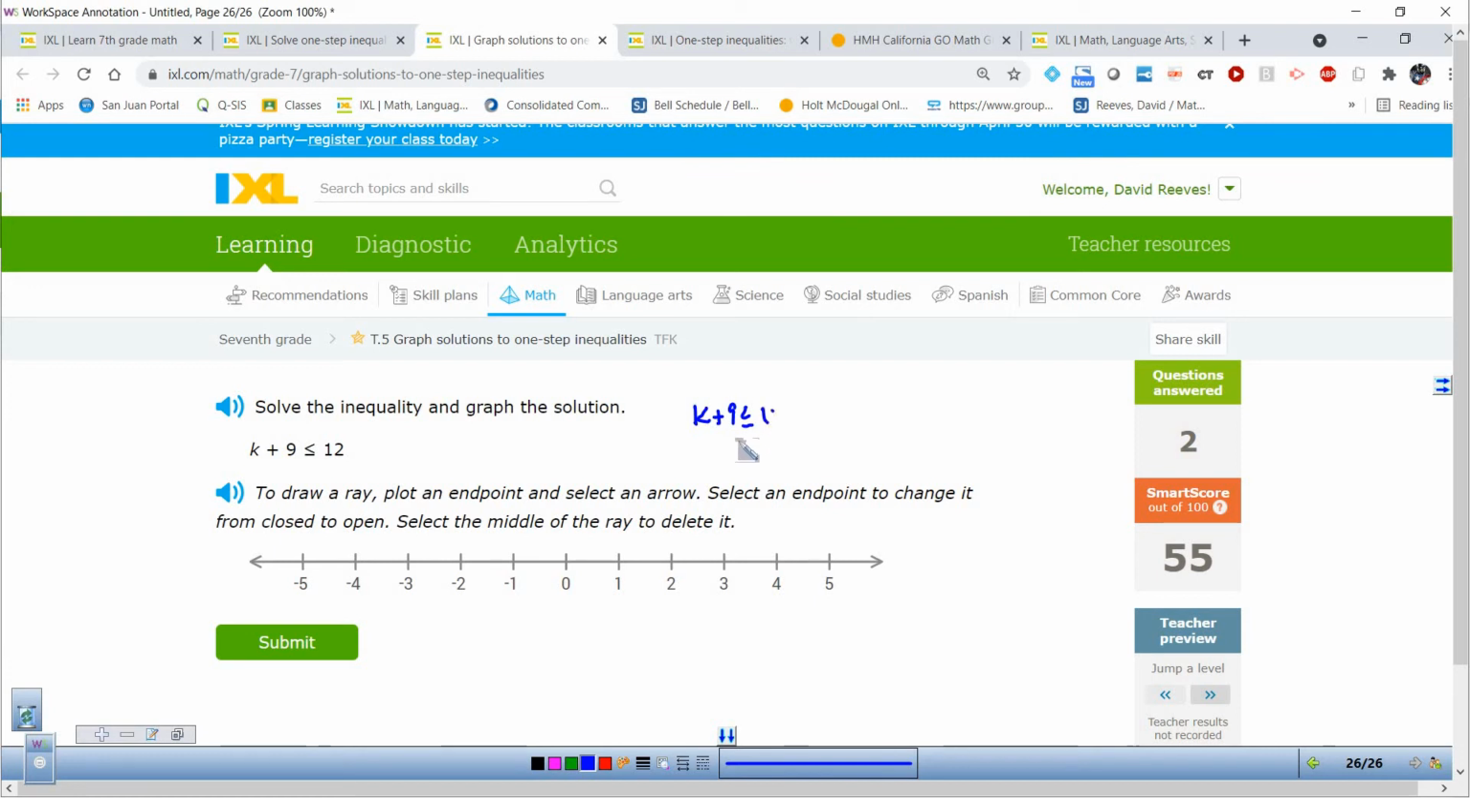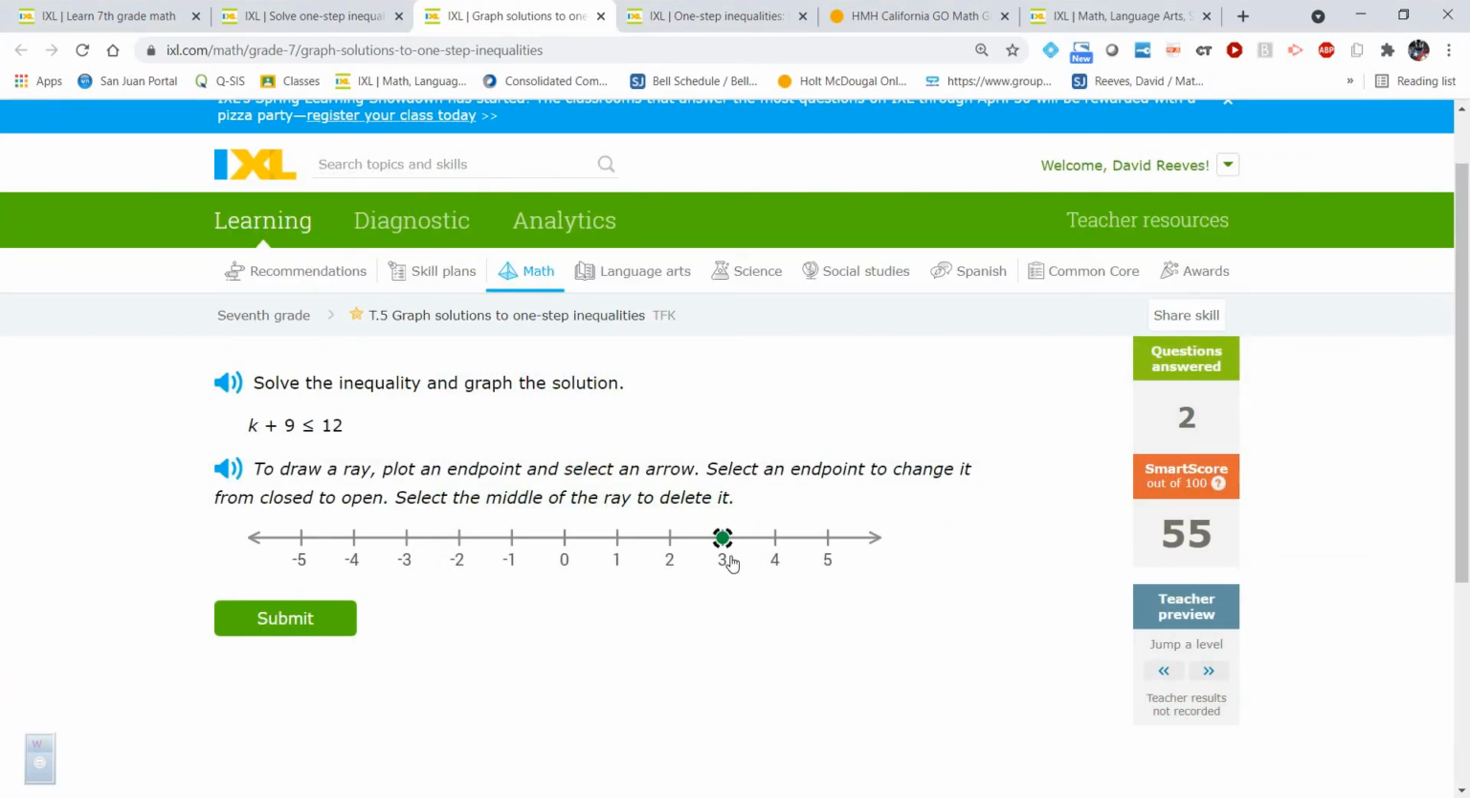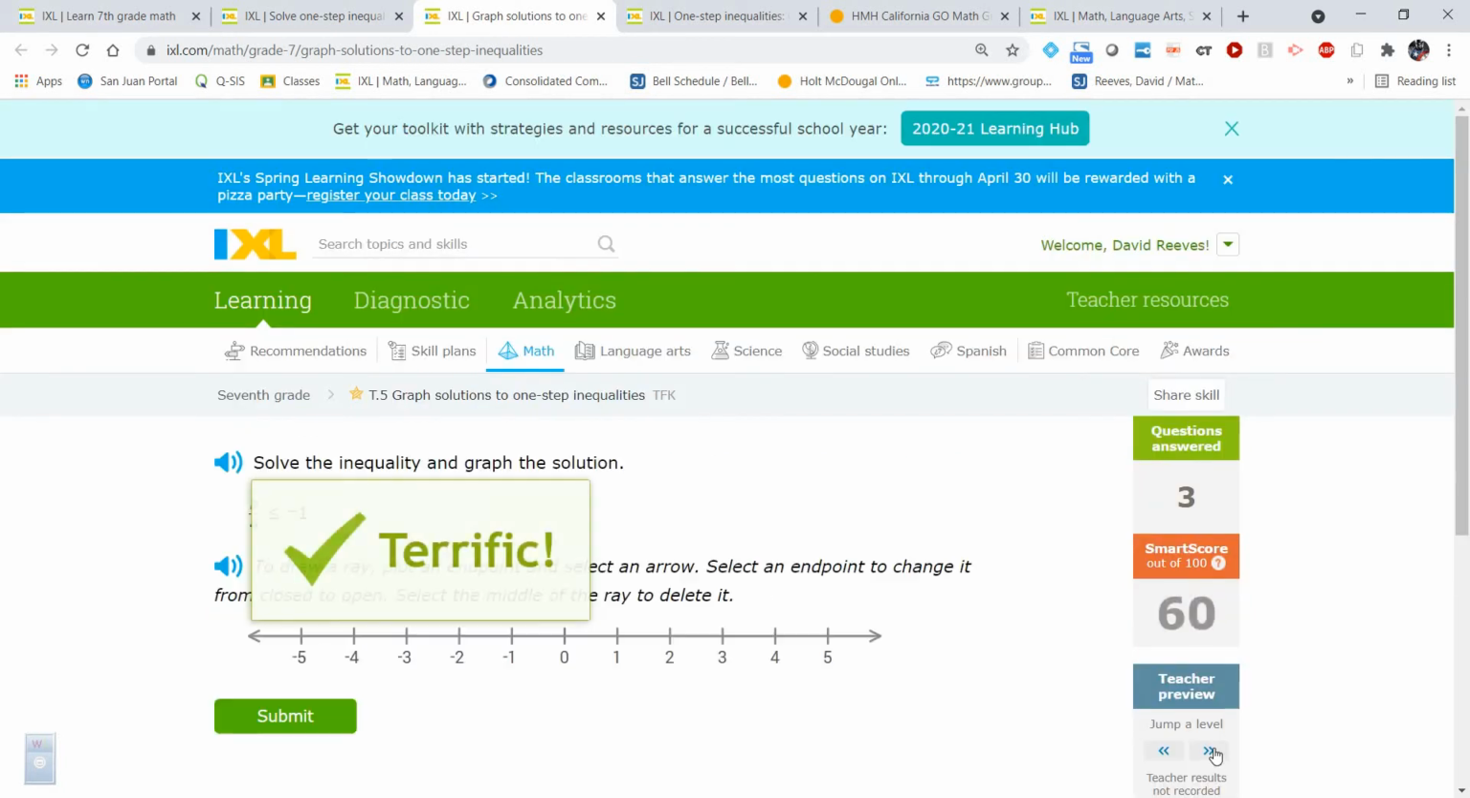So what are we going to do? We're going to subtract 9 from both sides, and we're going to get k is less than or equal to 3. So again, I'm going to go to 3. I'm going to make it a closed circle because that has an equal, and less than is going to take me that way. All right.